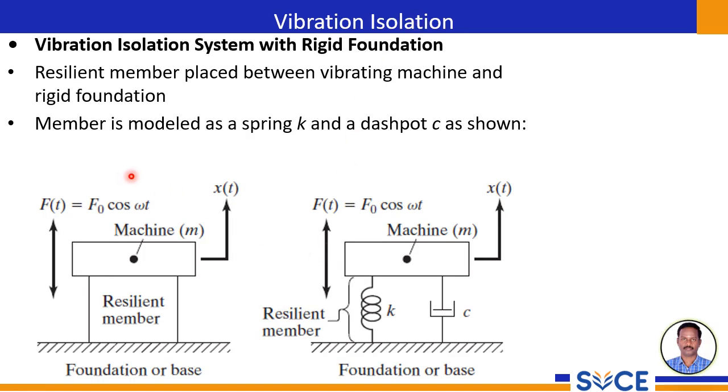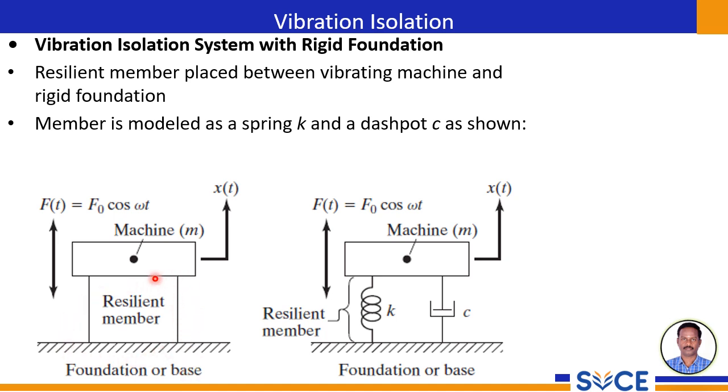Here in this slide, we are going to see a fundamental vibration isolation system, specifically focusing on a scenario with rigid foundation. The title clearly states vibration isolation system with rigid foundation. This means we are dealing with a system where the foundation or base is assumed to be perfectly rigid and doesn't move or deform. Here you can see the resilient member placed between the vibrating machine and the rigid foundation. This is the core concept of vibration isolation.